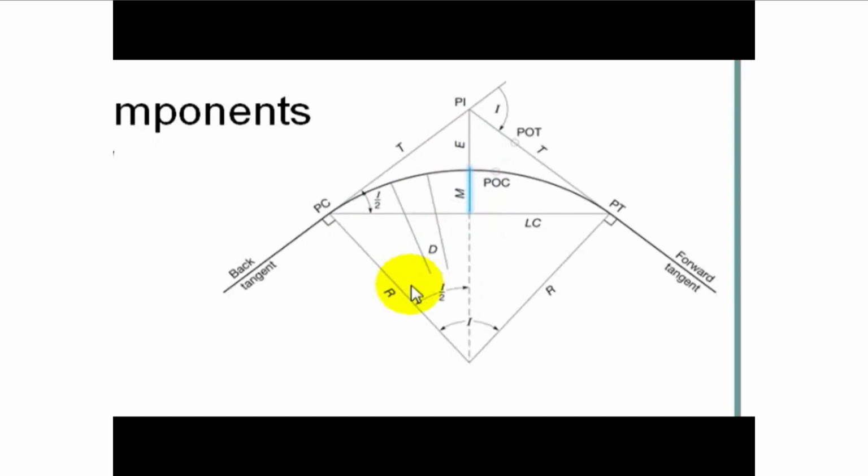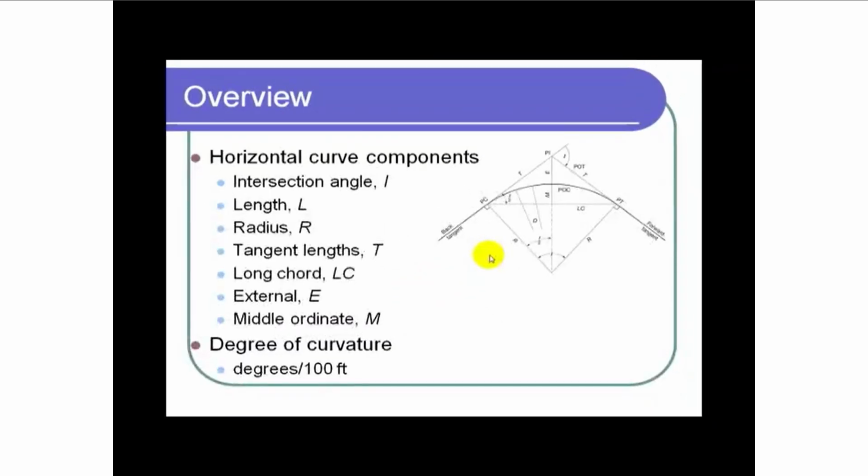And degree of curvature is defined by how many degrees there are in 100 feet of arc length or chord length, depending on whether we're talking about an arc definition of a curve or a chord definition of a curve. Typically, arc definition is used for highway alignments, chord definition is used for railroad alignments.